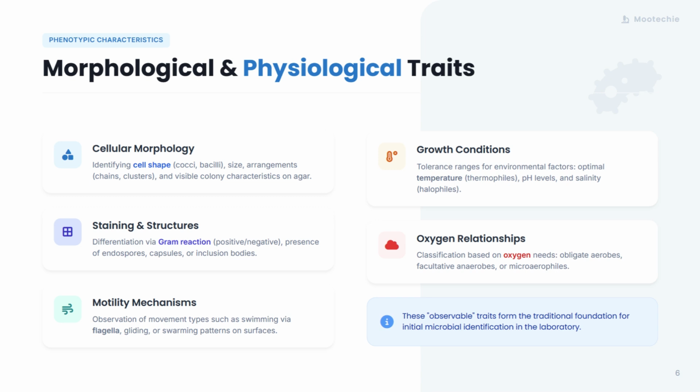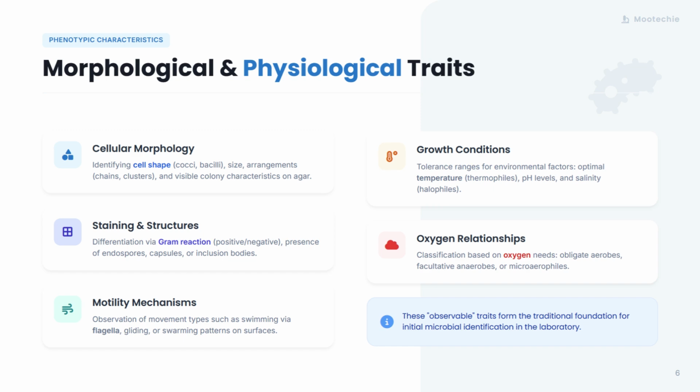Staining and structures. Differentiation via Gram reaction, positive or negative, presence of endospores, capsules, or inclusion bodies. The Gram stain is a fundamental first test, instantly dividing bacteria into 2 major groups based on their cell wall structure. Motility mechanisms. Observation of movement types, such as swimming via flagella, gliding, or swarming patterns on surfaces. Whether and how a microbe moves can be a key diagnostic feature, observed under a microscope or on special agar.